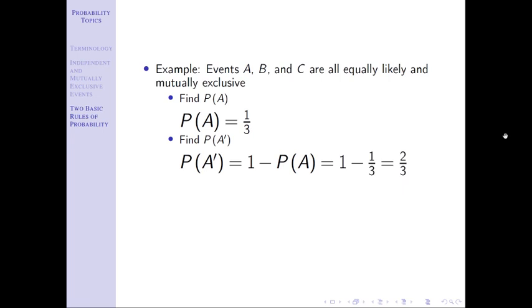You can verify this just by thinking through the concept. If events A, B, and C are all equally likely, there's 3 of them. Mutually exclusive, they can't happen at the same time, there's no weird overlap thing happening, then A complement is made up of B and C. What's the probability that B and C happen? Well, there's 2 of them. They're all equally likely, so 2 out of 3, right?